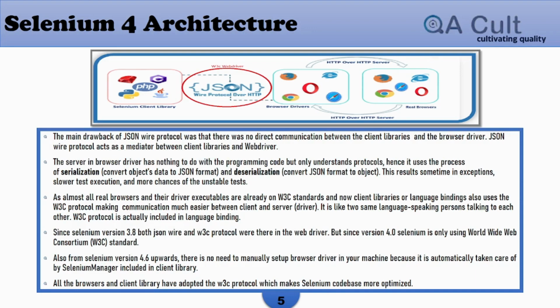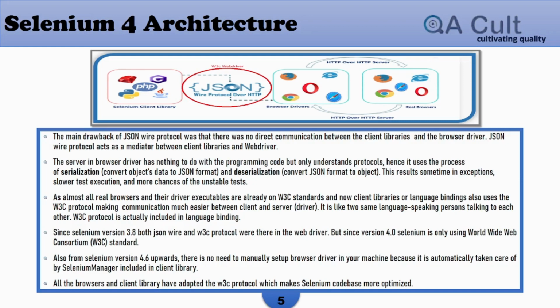So the server in the browser has nothing to do with the programming code, but only understands protocol. Hence it uses the process of serialization and deserialization to talk to the browser driver. So when the command goes from the Selenium client library, it is converted into JSON. So the object is converted into JSON. It is known as serialization.